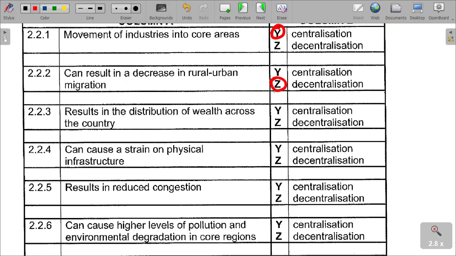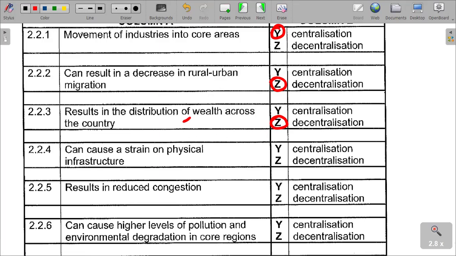Decentralization: when services and jobs are found in small towns, there are fewer reasons for people to leave those places to go into major towns. So decentralization, with services found in smaller places, results in the distribution of wealth across the country. Number 3, decentralization ensures that we have equitable access to government resources.